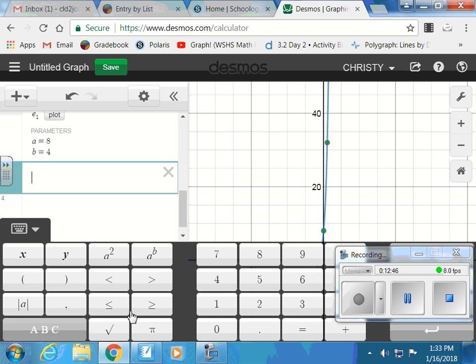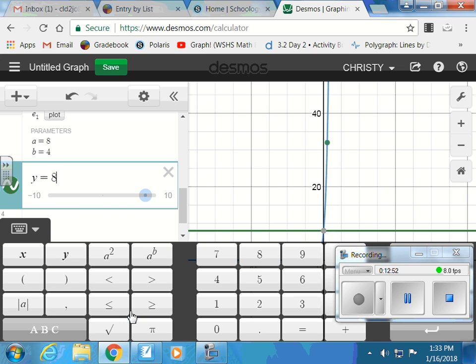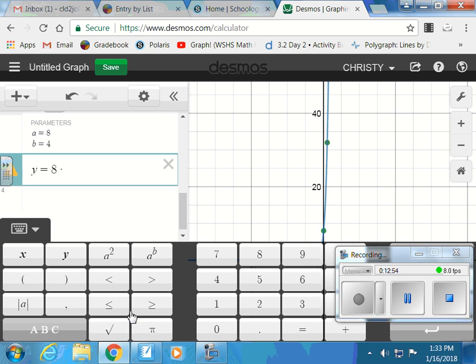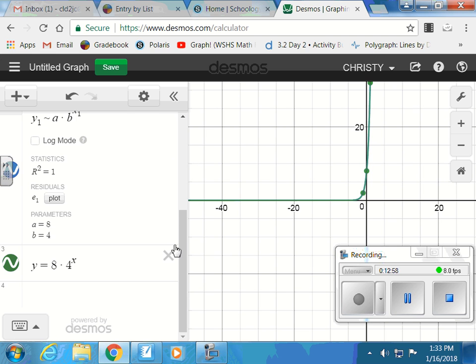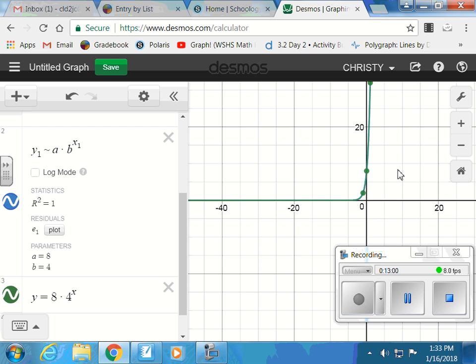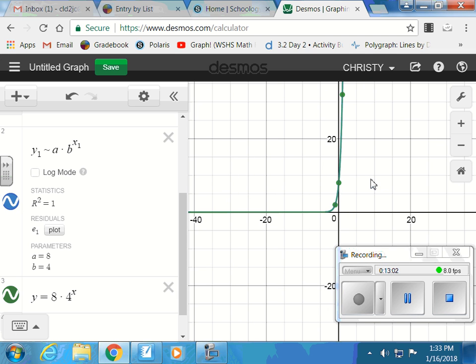And then just for fun, let's type out the equation that gives us. Y equals a times b to the x would be 8 times 4 to the x. So there's my green line. I guess blue was my regression line. Okay, so we're good. Do I need to come help anybody?